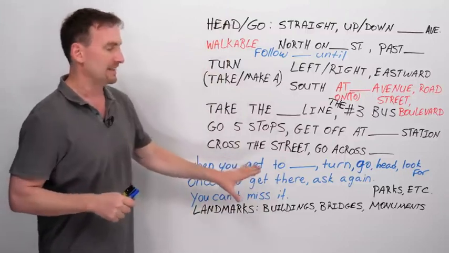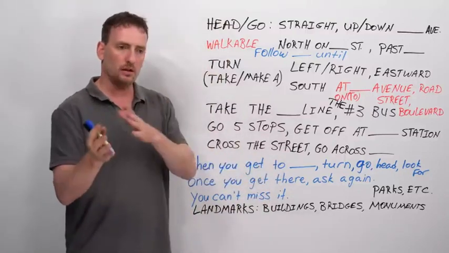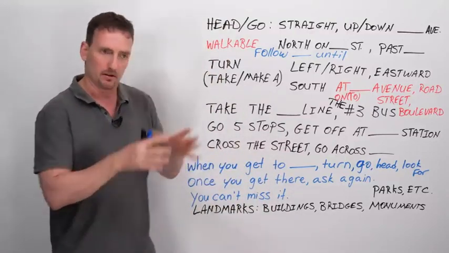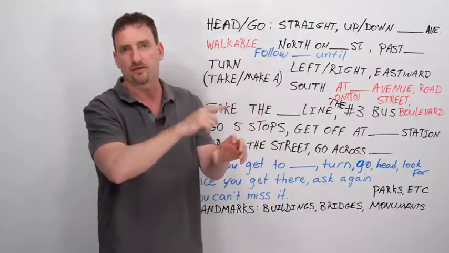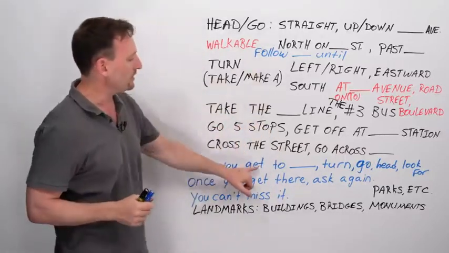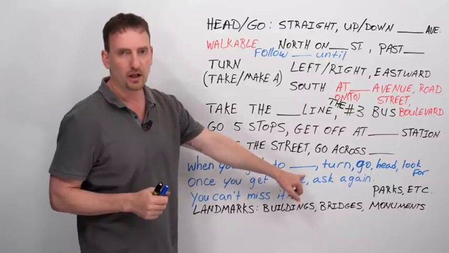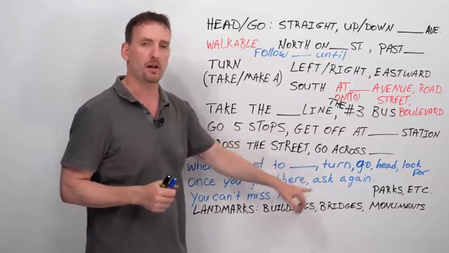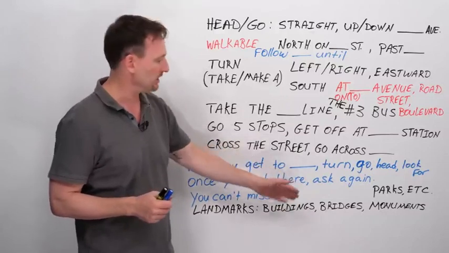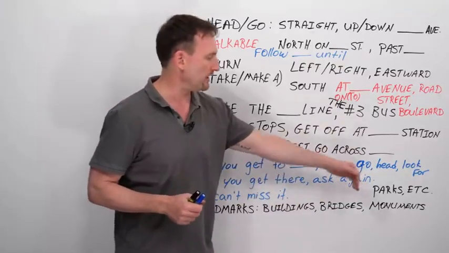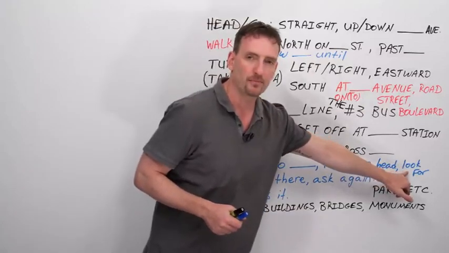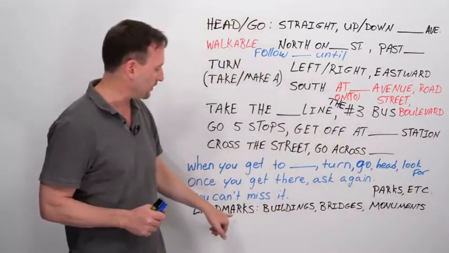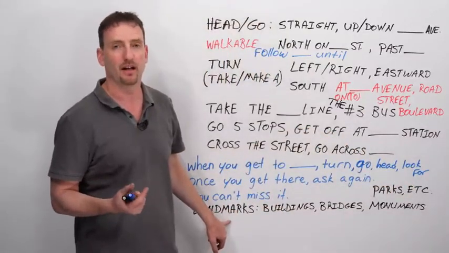Now, sometimes they're going to give you relative directions. They're going to tell you how to get to one place, and then from this place, they're going to give you further directions. So when you get to the intersection, when you get to the mall, when you get to the park, turn left, go straight, head down, look for. Look for is very, very useful because now we're introducing landmarks.